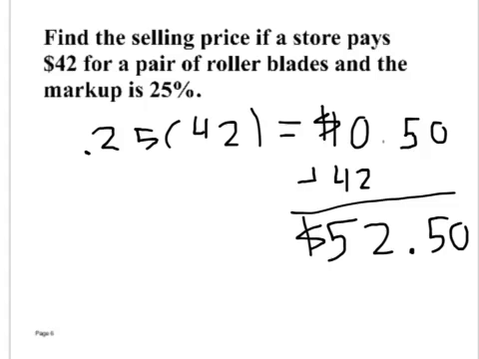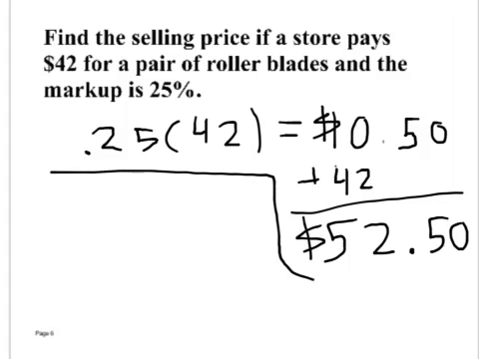All right, so now I'm going to show you the other way. Now, again, you don't have to write this down. I would if I were you, because this is the easy way to me. But it takes a little bit more thinking. The markup's 25%. It means they take 25% of 42 and they've added it to 42, right? Isn't that what we did?